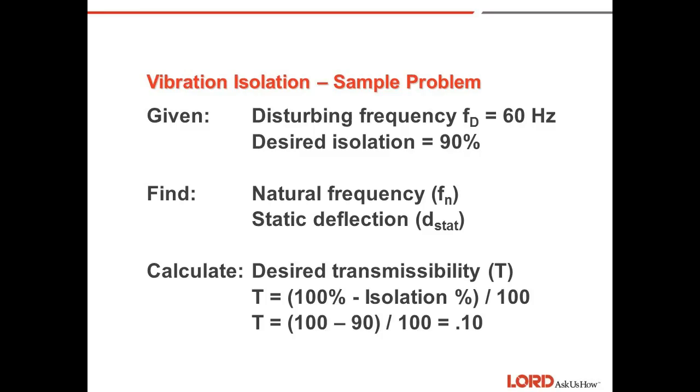Applications. We have a problem where we need to isolate a disturbing frequency of 60 Hertz, and we desire an isolation efficiency of 90%. We need to find the natural frequency and the static deflection that's required to meet those objectives. So we're going to calculate transmissibility. Transmissibility is, again, the ratio of output to input. So if we have 100% minus the isolation efficiency of 90, divided by 100, we need transmissibility of 0.1.